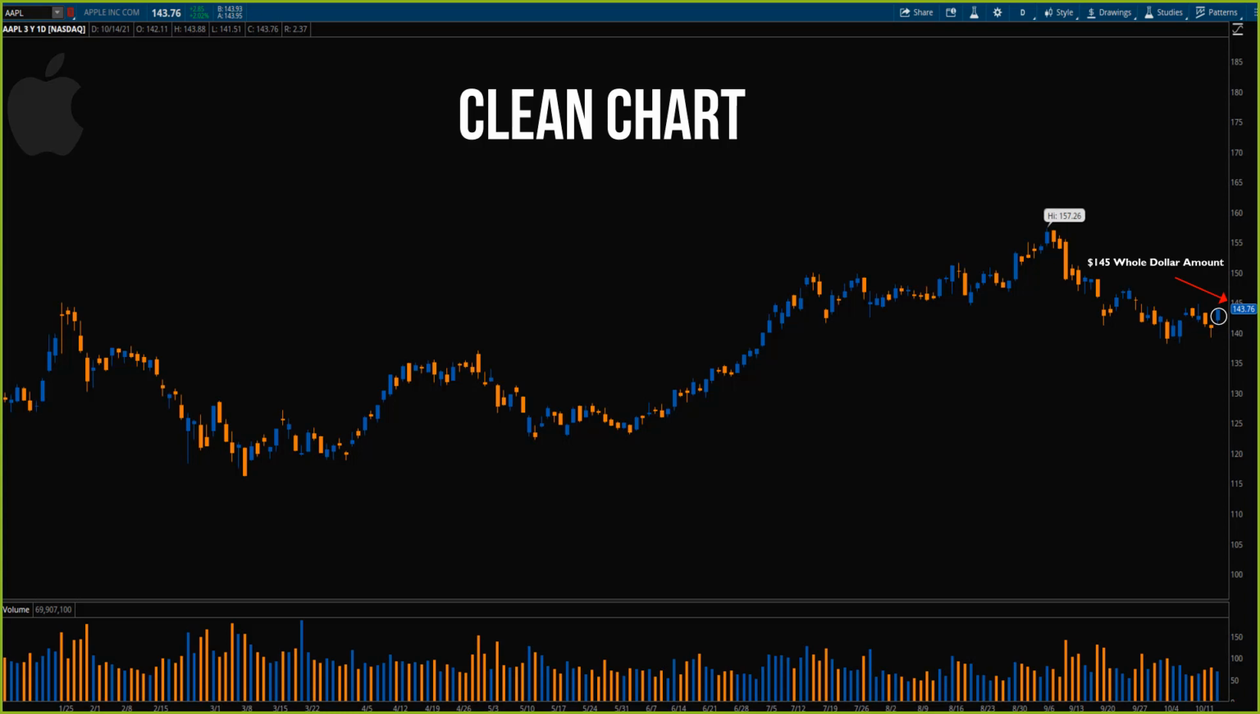So here's an example of a clean chart. This is just a stock chart of Apple without really any indicators, kind of a clean chart.